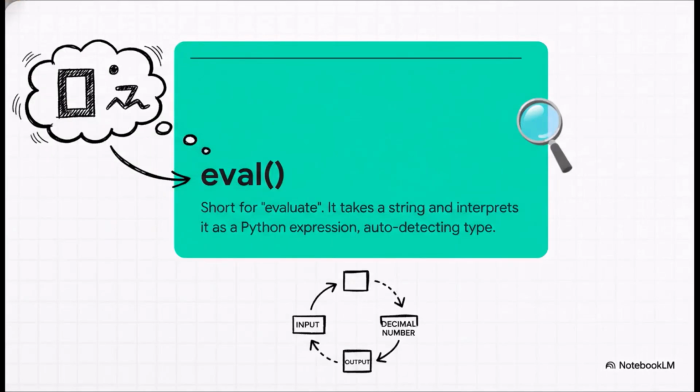But what if you don't know what the user is going to type? An integer? A float? Well, you could write a bunch of code to check, or you could just use a smarter tool. Let me introduce you to eval. Think of eval as a brilliant detective for your code. It looks at the string the user gives it and automatically figures out what it is.